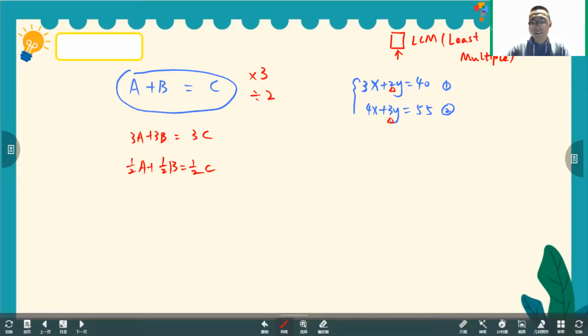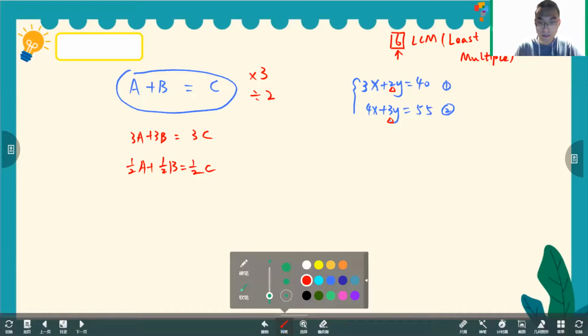Yeah, that's correct. Well done. Because 2 and 3, they are co-primes. So to find their LCM, we simply use 2 times 3, which is 6. Very good. Good job to whoever said that.